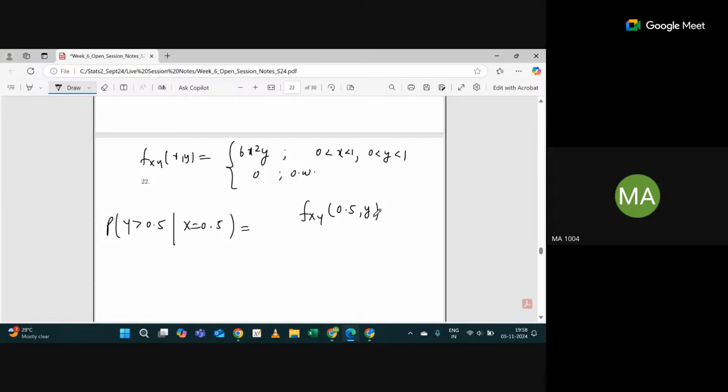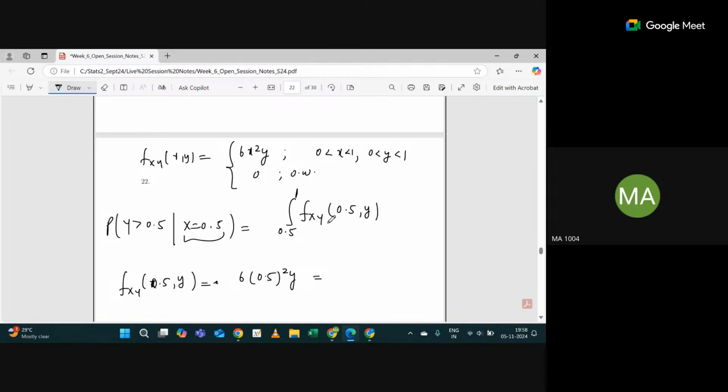Are you getting it? Y greater than 0.5 means I have to integrate from 0.5 to 1. So x equal to 0.5 means the value of this density at a particular value of x. Here it means (0.5, y), so your density will be 6 times 0.5 squared into y.